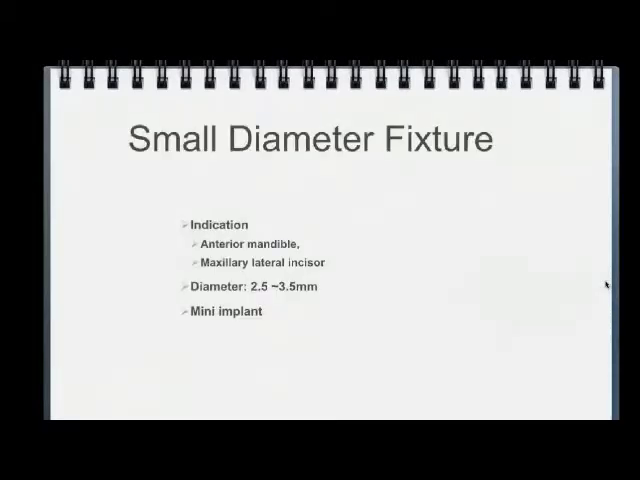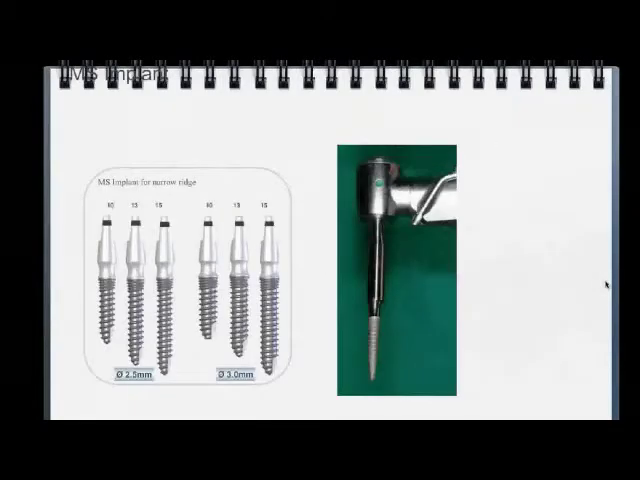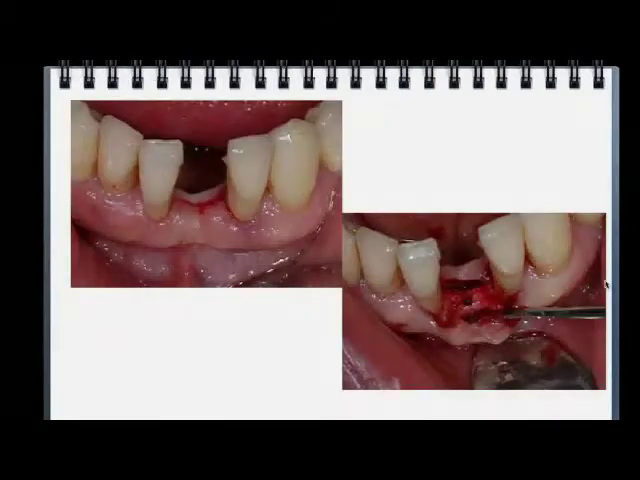As an alternative for narrow ridges, we can utilize small diameter implants, mini implants, or narrow implants. The diameter of those implants would be 2.5 to 3.5 millimeters, and they do come as one-stage implants or two-stage implants.